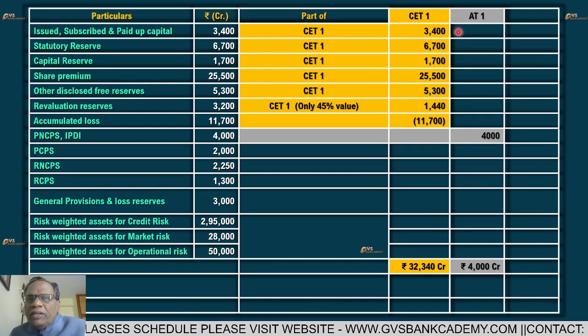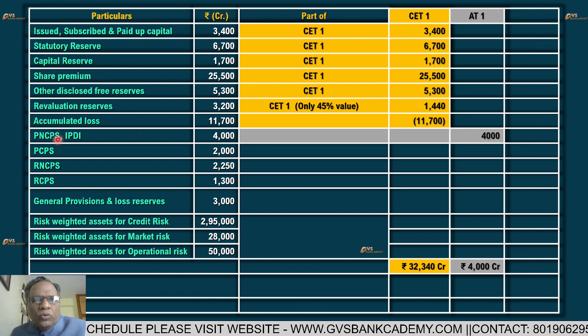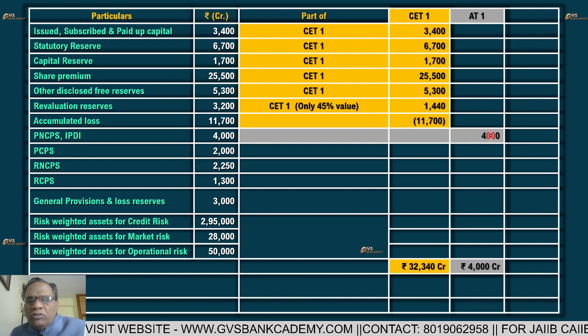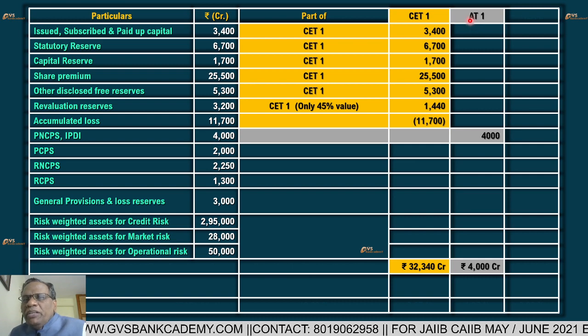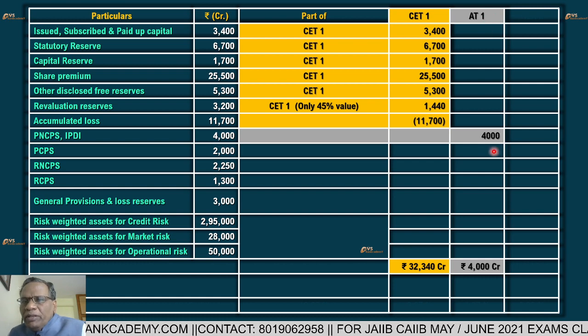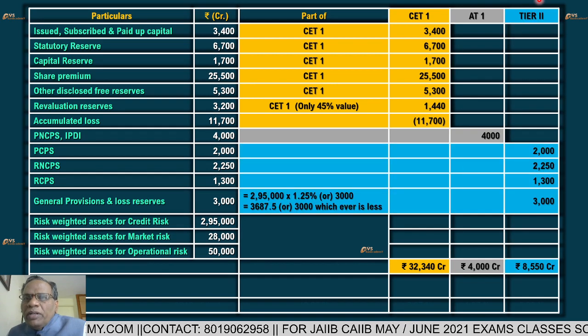Now, additional Tier 1 capital. As of today, only these two instruments are allowed in compliance with Basel III. Perpetual non-cumulative preference shares and innovative perpetual debt instruments 4,000 crores. As it is, we are taking additional Tier 1 capital 4,000 crores. Additional Tier 1 capital is also part of Tier 1 capital, number 1. Number 2, additional Tier 1 capital we can also call going concern capital. This is 4,000 crores.